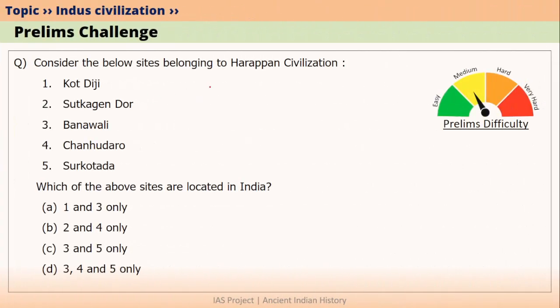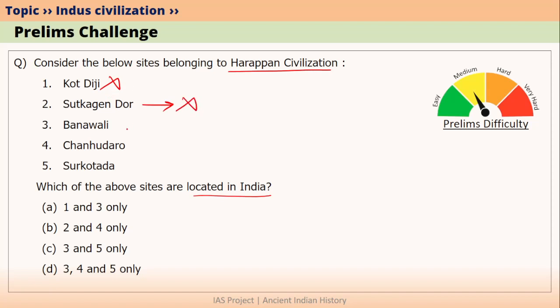This is the question that I asked you in the beginning of this video. Consider the below sites belonging to Harappan civilization. The question is, which of the above sites are located in India? So let's see one by one. Kot Diji is located in Pakistan. Sutkagen Dor, we know that this is the westernmost site of Indus civilization. So this is also located in Pakistan.